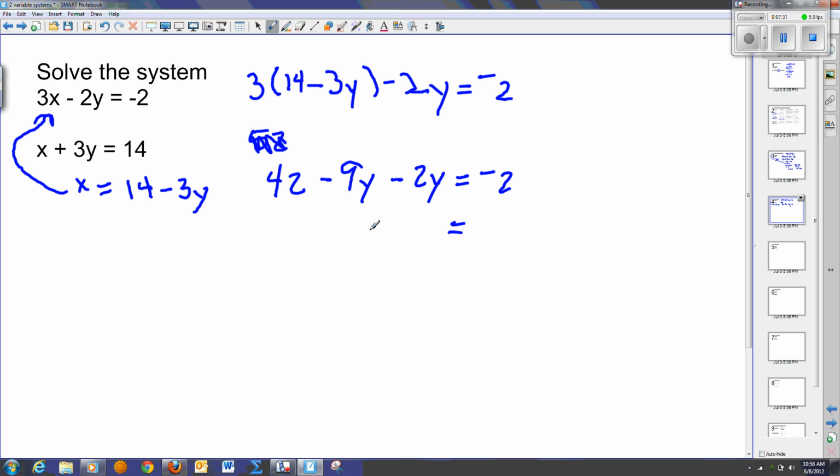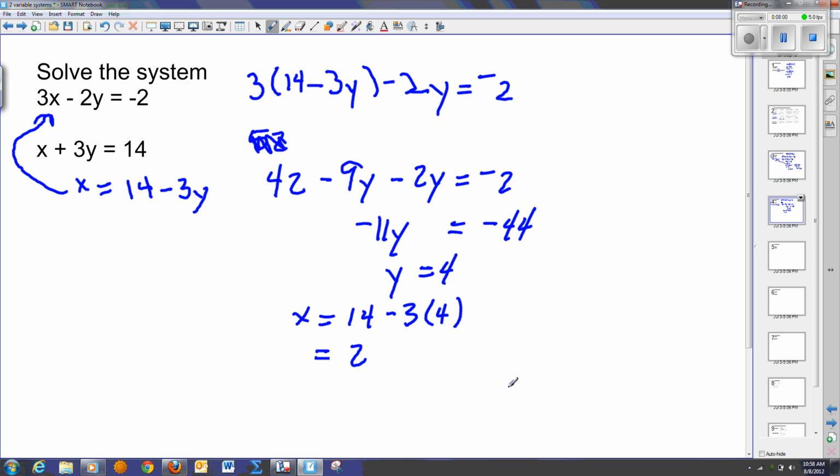So I have now -11y. That's actually not bad. It's -44. So y is equal to 4. Substituting back in, x then will equal 14 minus 3 times 4, or 14 minus 12, which is 2, thus giving me a solution point of 2, 4.